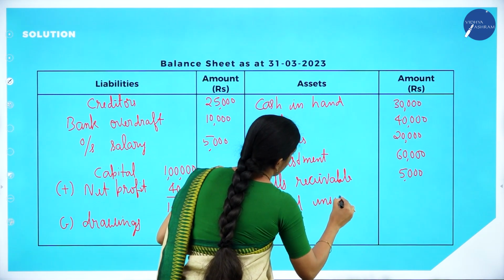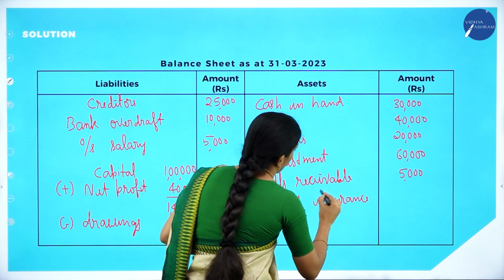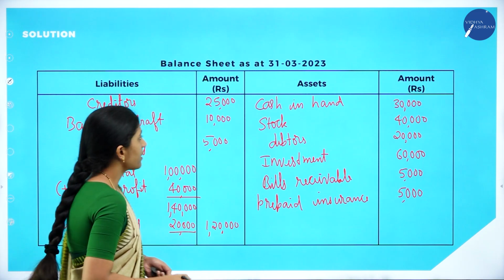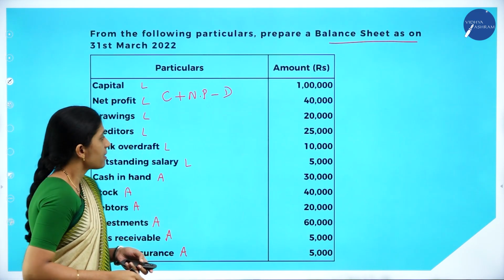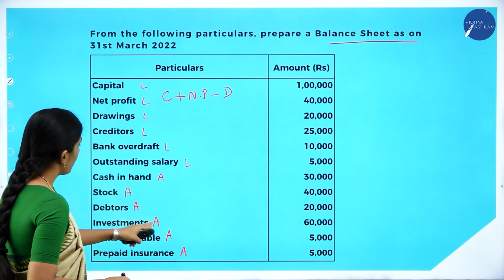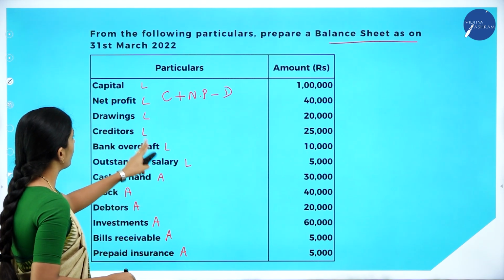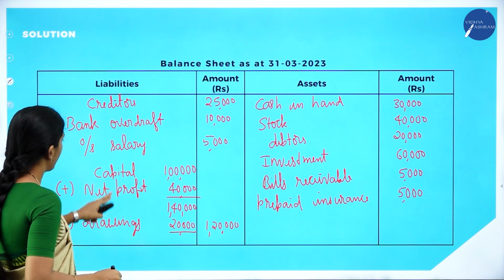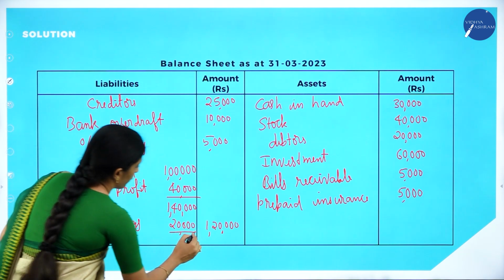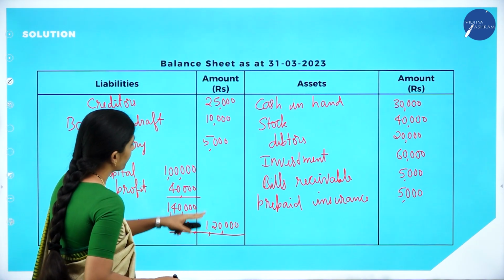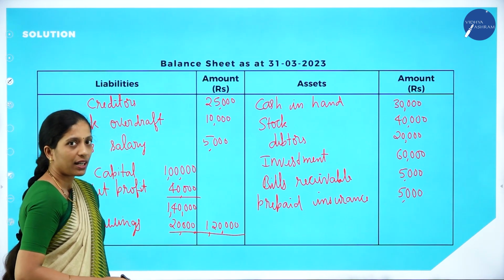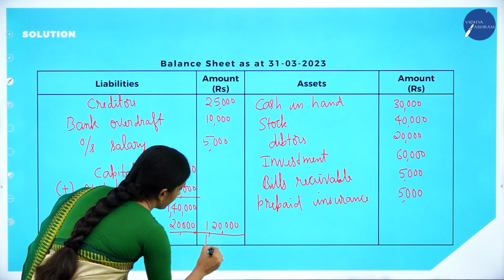Prepaid insurance 5,000. Now let us add both the sides. How many assets are there? 6 assets: 1, 2, 3, 4, 5, 6, and liabilities, 1, 2, 3, 4, 5, 6. Okay, so let us see whether we have recorded. Yes. Now we shall total 1,20,000, 1,30,000, 1,40,000, 1,50,000 and 1,60,000.